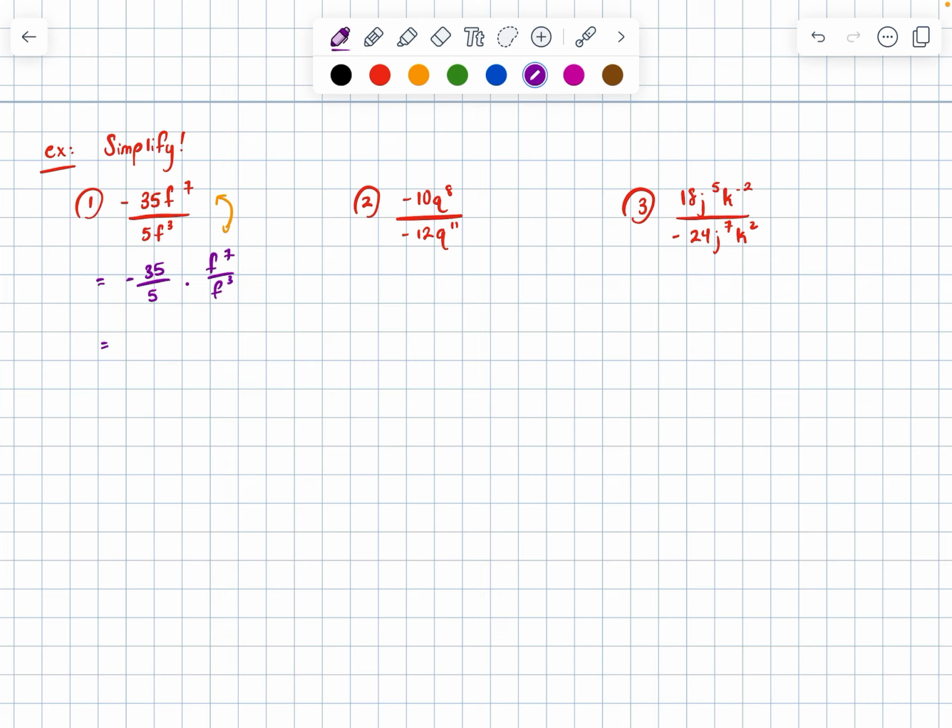Well, now I've got -35 divided by 5. That's -7. And I've got f to the 7th divided by f to the 3rd. Well, here I am dividing, so now my exponents subtract from each other. This would be 7 minus 3. So I've now got -7 times f to the power of 4. I can erase this invisible multiplication symbol. Let me write this as -7 f to the 4th. Cool! Now that you've seen this first one, try it out on your own with numbers 2 and 3. Go, go, go.